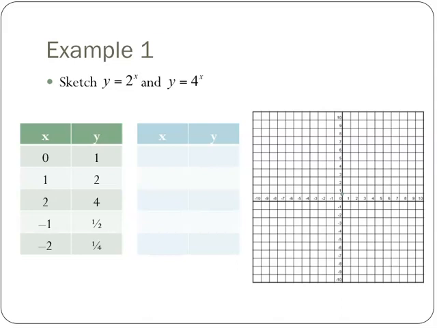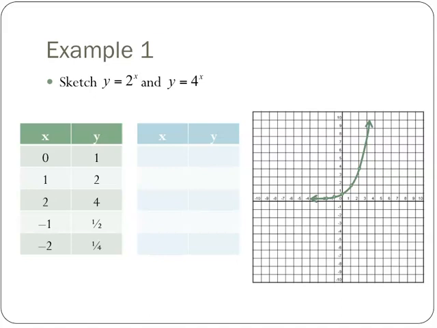Okay, so plotting these points onto our graph, we have (0, 1), (1, 2), (2, 4), (negative 1, 1/2), and then here you just have to be as close as you can, (negative 2, 1/4). And that's the graph of the function y equals 2 to the x.